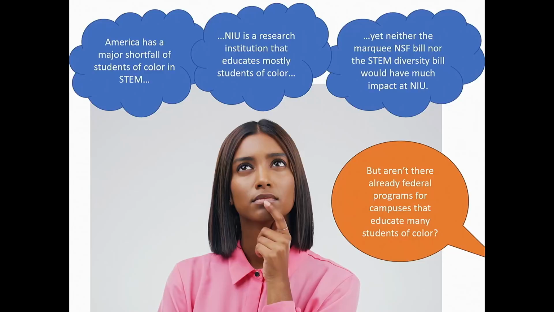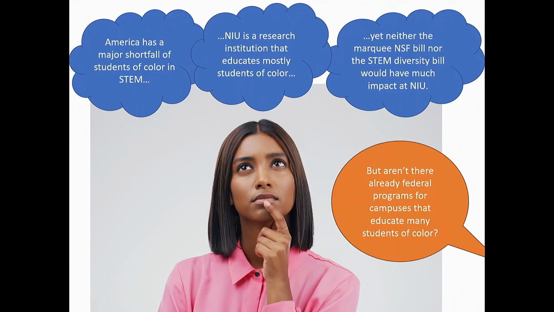So then I'm sitting here thinking, okay, America has a major shortfall of students of color in STEM. Northern Illinois University is a research institution that educates mostly students of color, yet neither the marquee NSF bill nor the STEM diversity bill would really do much for Northern Illinois University. So what's going on here?